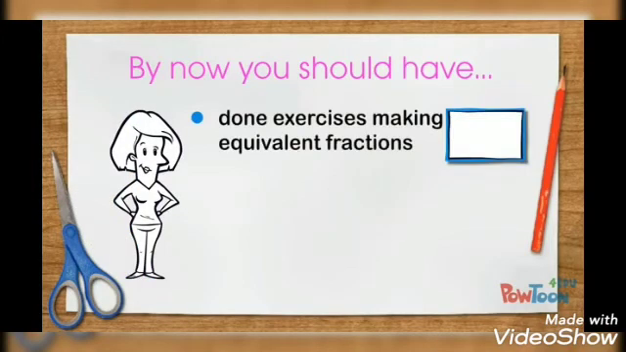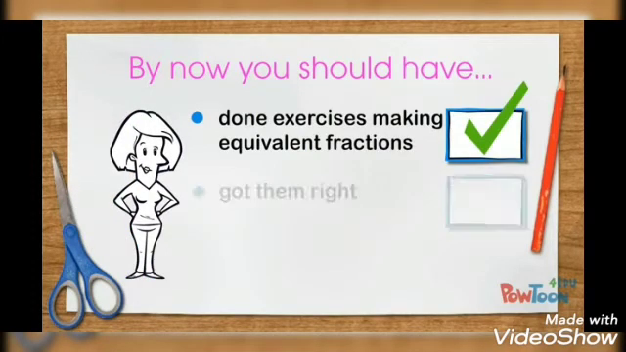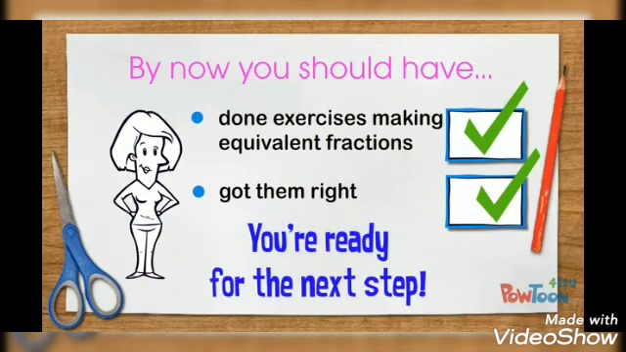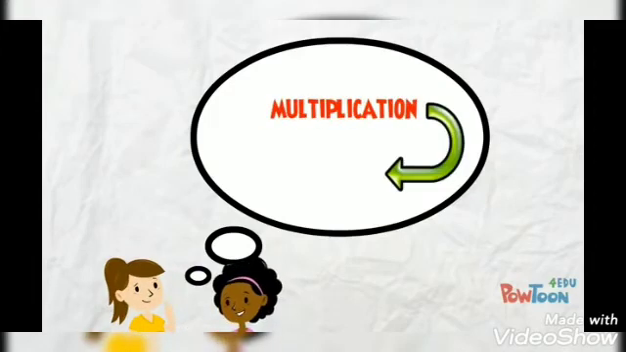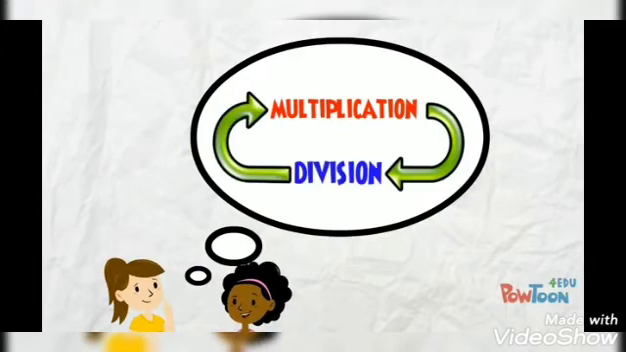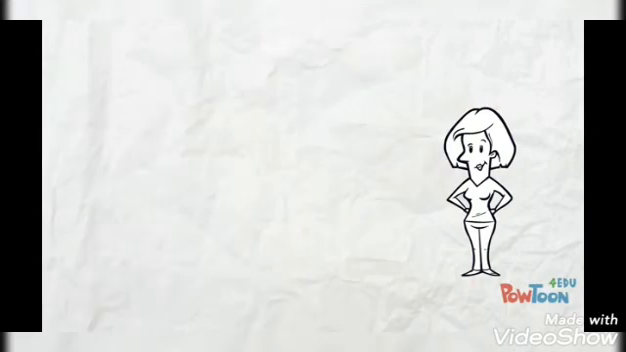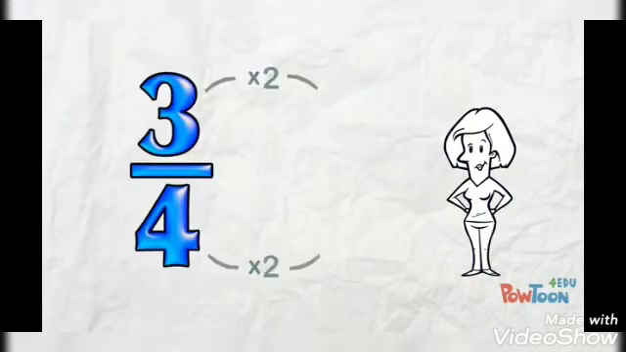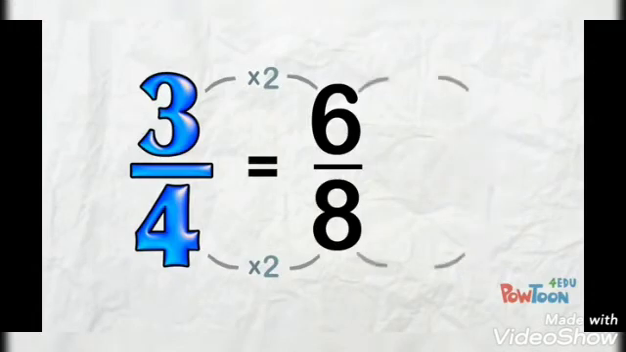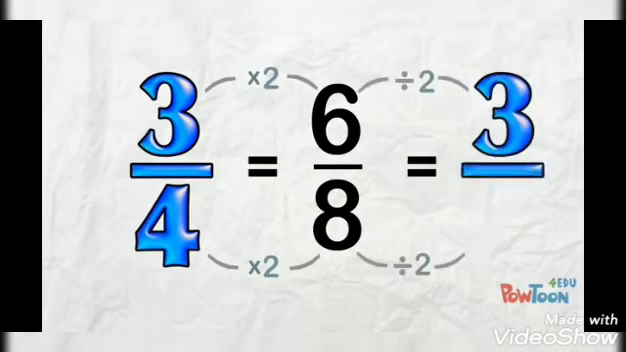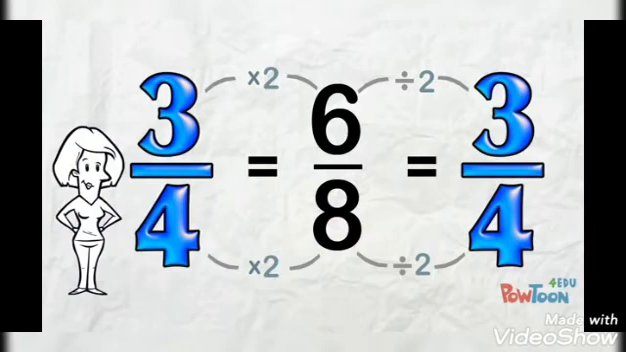By now we have already discussed making equivalent fractions, and we are able to do it. Now let us get ready for the next step. So what is the next step? We know that the opposite of multiplication is division. To get an equivalent fraction, we multiply the numerator and the denominator by 2, so we get the equivalent fraction 6 upon 8. Now let us divide it by 2. We again get back the same fraction, that is 3 upon 4.